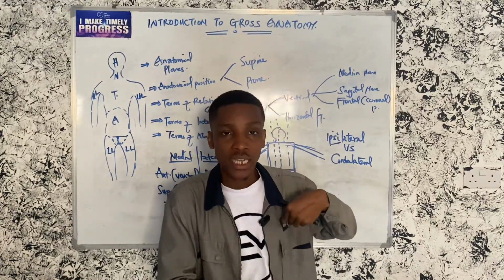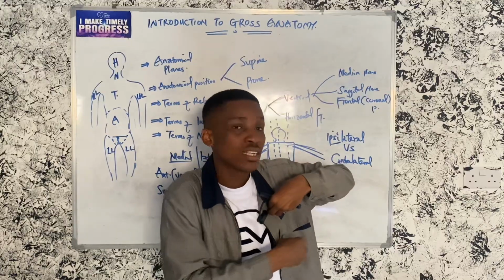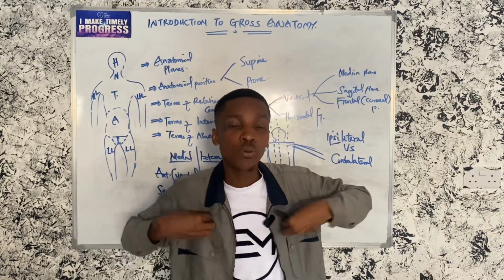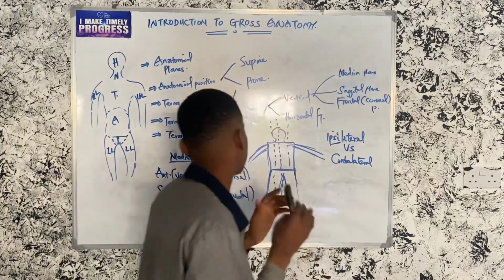If they are found on the same side, two different structures on the same side, that is ipsilateral. Two different structures on opposite sides, contralateral. All right, so that is that for that.